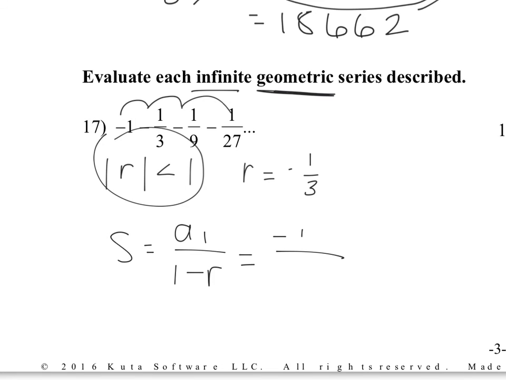And just one little correction. r isn't negative 1/3. r is just positive 1/3. Negative 1 times 1/3 is negative 1/3 times another 1/3 is negative 1/9. So anyway, we've got 1 minus 1/3 there, which is negative 1 over 2/3. Negative 1 divided by 2/3 is negative 3/2.